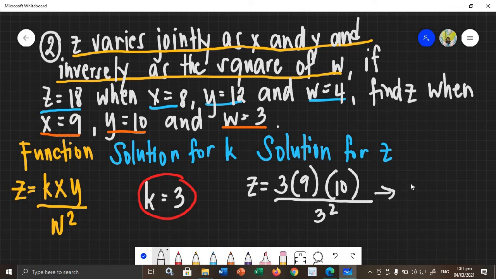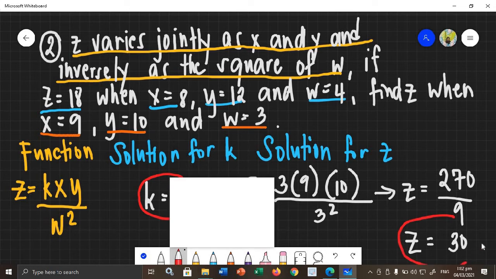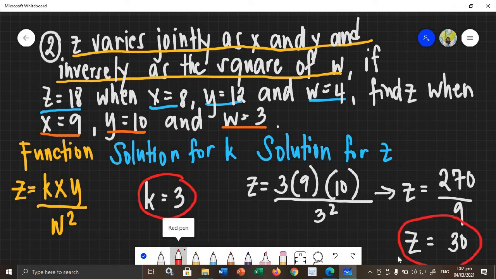Simplifying this equation, z is equal to 3 times 9 times 10, that is equal to 270 over 3 squared. 3 squared is equal to 9. And then we can actually simplify this by dividing 270 by 9 and the answer is equal to 30. So in this problem, the value of the constant of variation is 3 and the value of the unknown, which is z, is equal to 30.